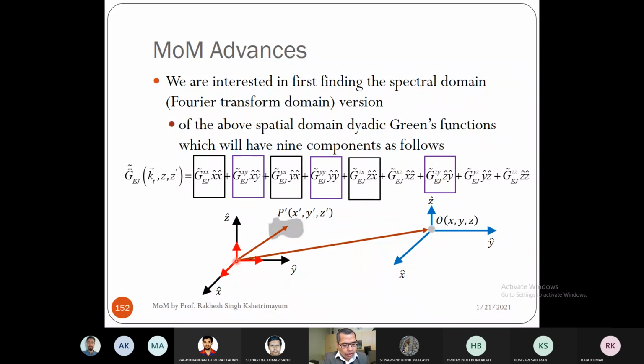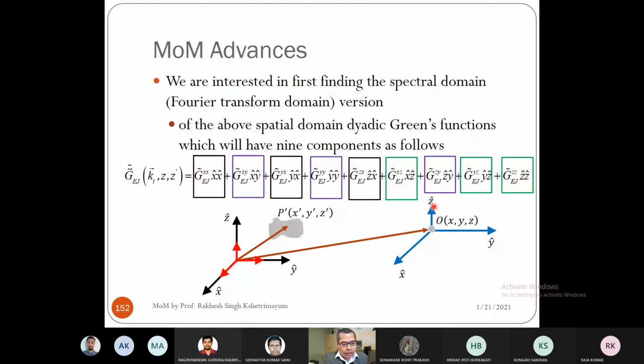Similarly, I can also have a source directed along the z-axis, and I make an observation along the x-axis. Then what I'm getting is GXZ. And I can also observe this z-directed source along the y-axis. What I'm getting is GYZ. I can have a source directed along the z-axis, and I'm also observing along the z-axis. What I'm getting is GZZ.